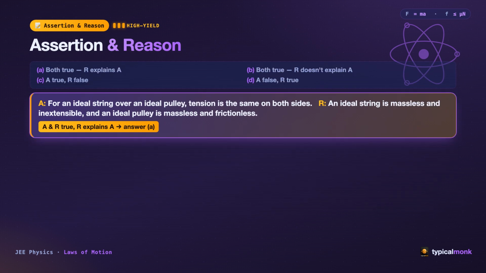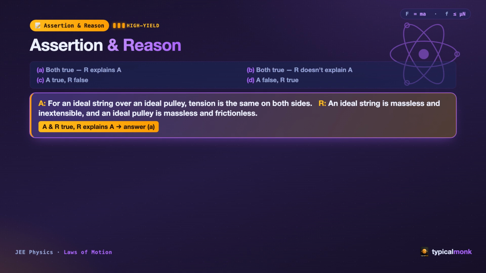Let us drill the assertion-reason way. Remember the 4 options. Option A, both statements true, and the reason explains the assertion. Option B, both true, but the reason does not explain the assertion. Option C, assertion true, reason false. Option D, assertion false, reason true.